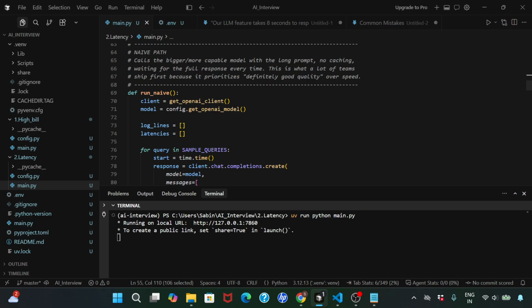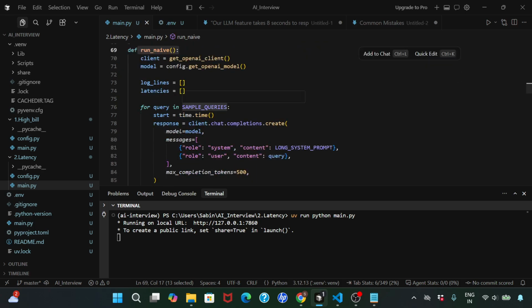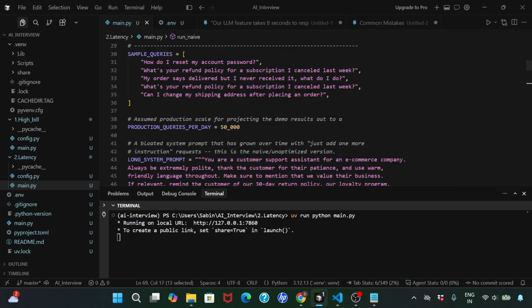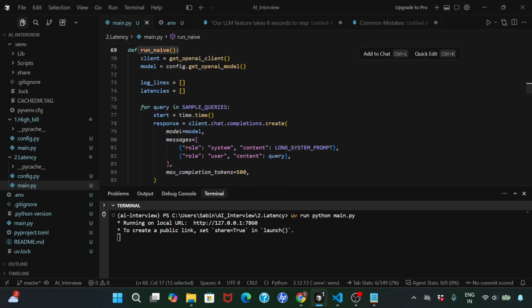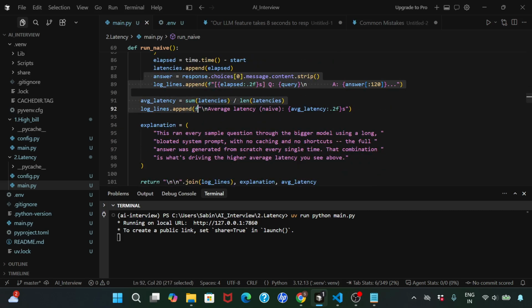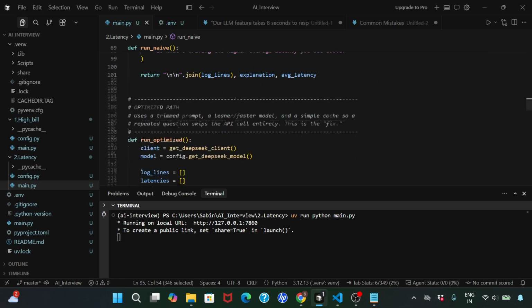Okay, so there is this naive version. What it does is it will go through all of the queries, all of these 5 questions. For each question, it will call the expensive model. There is no caching, nothing here. It will just call the model and get the response. Now it will print the latency and all those stats.